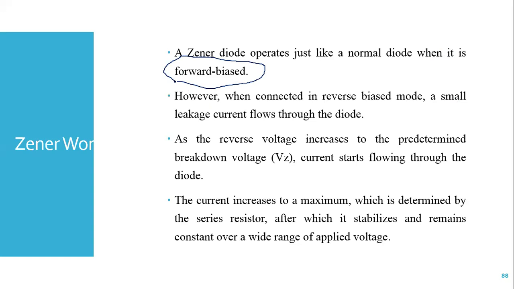However, when it is connected in reverse bias mode, a small leakage current flows through the diode. As reverse voltage increases to the predetermined breakdown voltage, that is Vz, as I told you, current starts flowing through the diode and this is known as Zener breakdown. This current increases to a maximum, which is determined by the series resistor, after which it stabilizes and remains constant over a wide range of voltage.